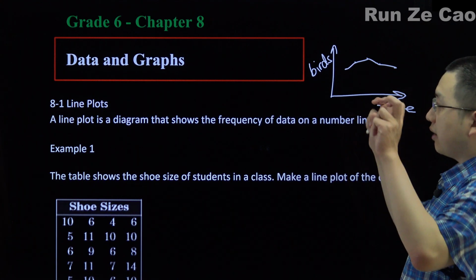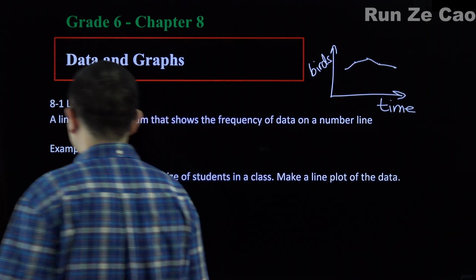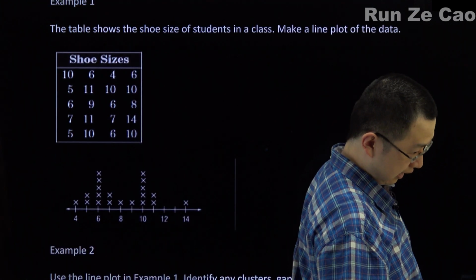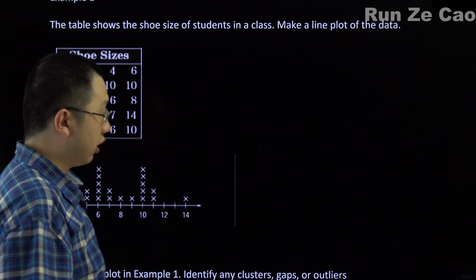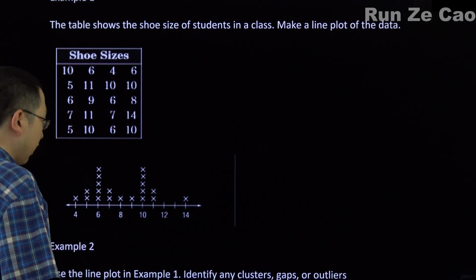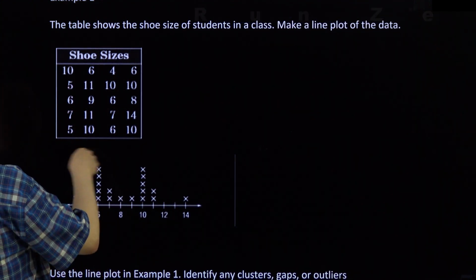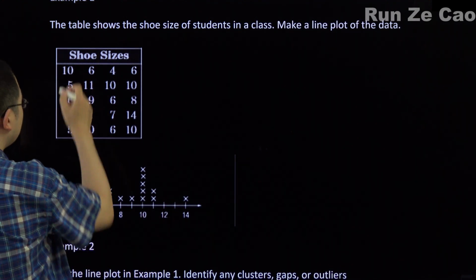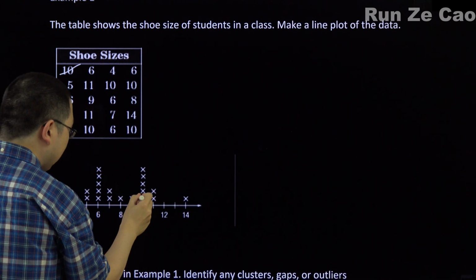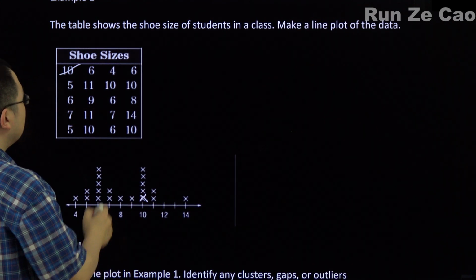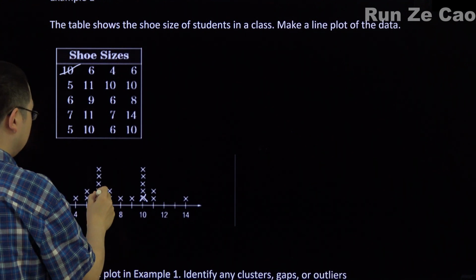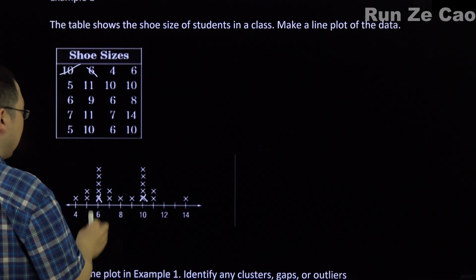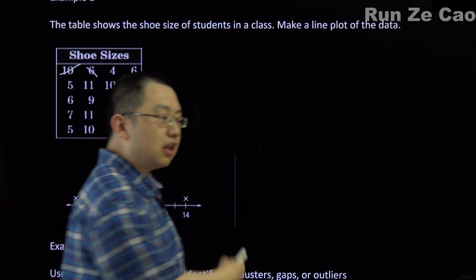Why they decided line plot is a brilliant term to use for a method of tabulating data or tallying data, I do not know. It's one of those curiosities of mathematics, I suppose. So here we have a table that shows the shoe sizes of students in a class. When you make a line plot, what you do is, okay, 10, and then you make a symbol, in this case an X, here, and 6, okay, X, and you keep going until you have all the data tallied up here. Basically, this is a tally.